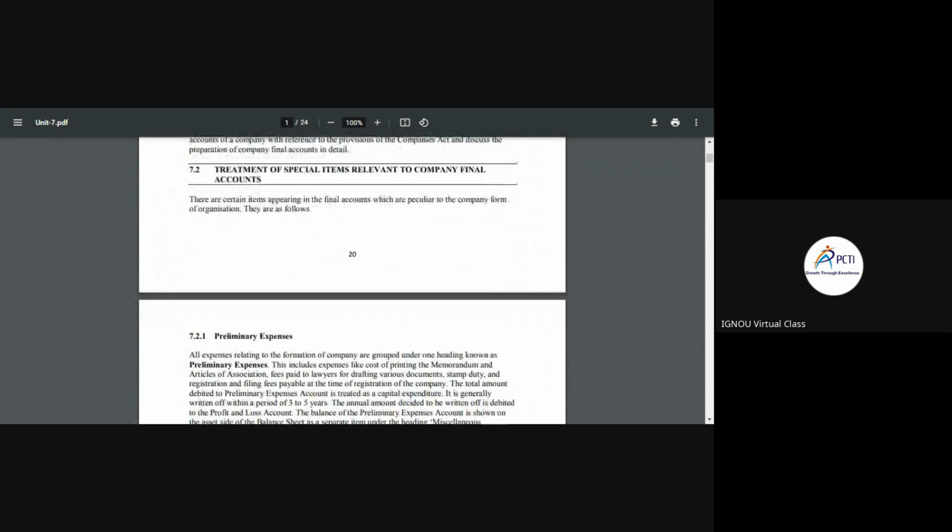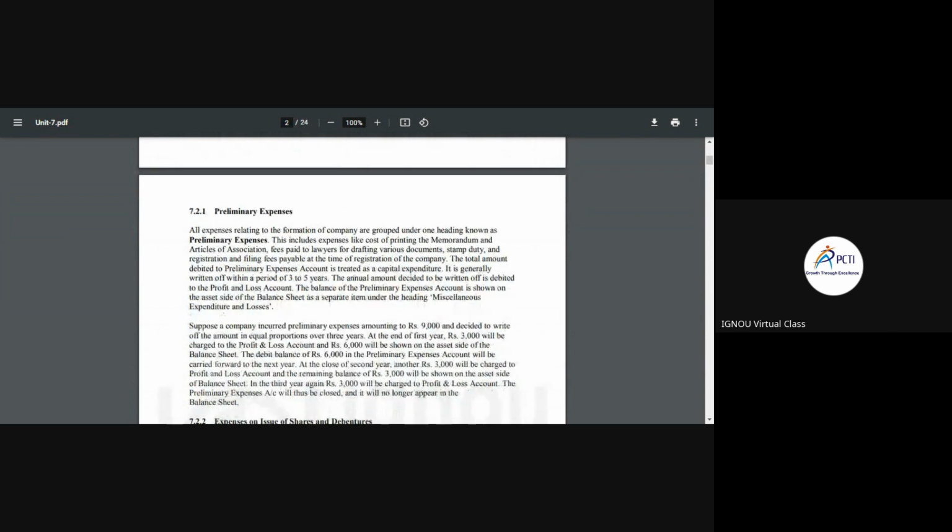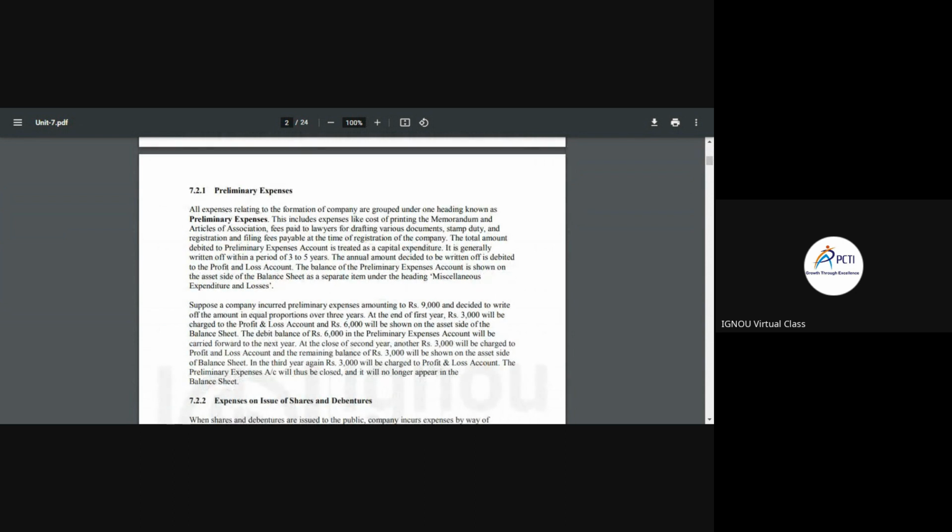So basically, first of all, we need to know about the treatment of special items. What special items do we need to consider? First one is preliminary expenses. Preliminary expenses are those expenses which we incur while we are forming a particular company or enterprise, like the cost of printing the memorandum and articles of association, fees paid to lawyers for drafting various documents, stamp duty, registration fees, and filing fees payable at the time of registration of the company.